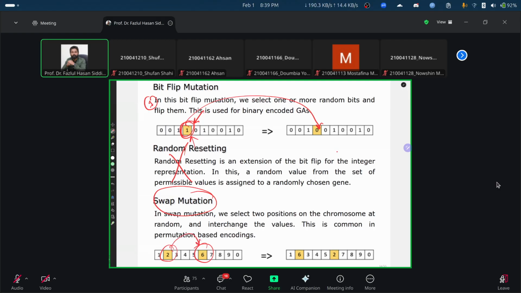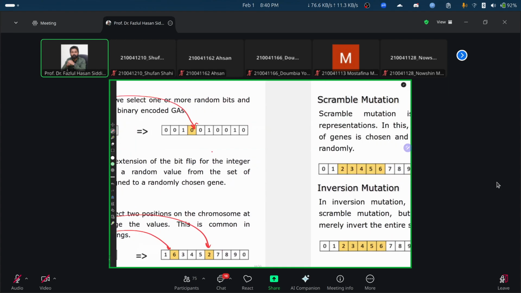I mean, 2 will go here, 6 will come here. So you see the change here. The 6 is now here and the 2 is now there. They are just swapping each other, and that is called the swap mutation. The ultimate purpose is that with this single swap, a big number of conflicts has been reduced.